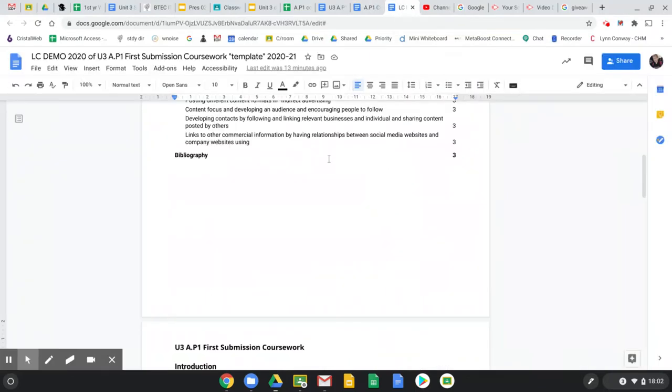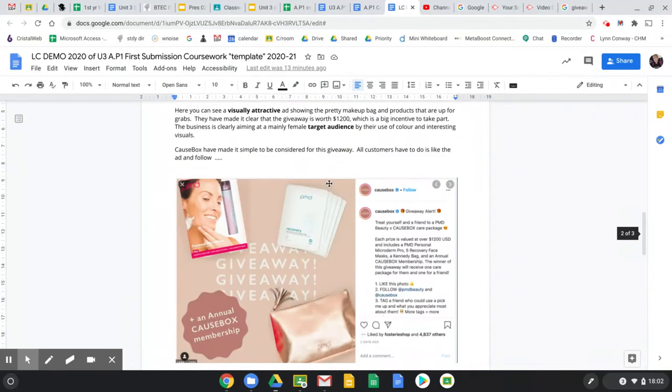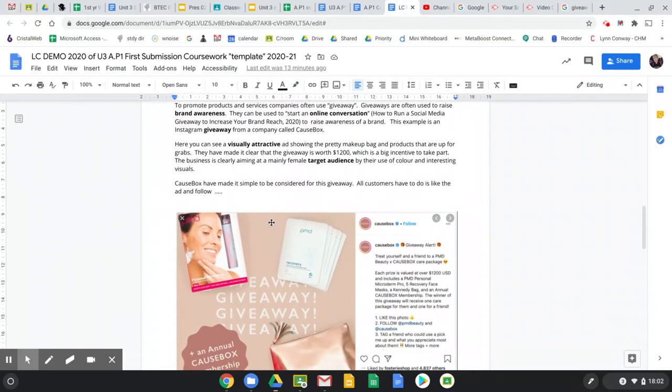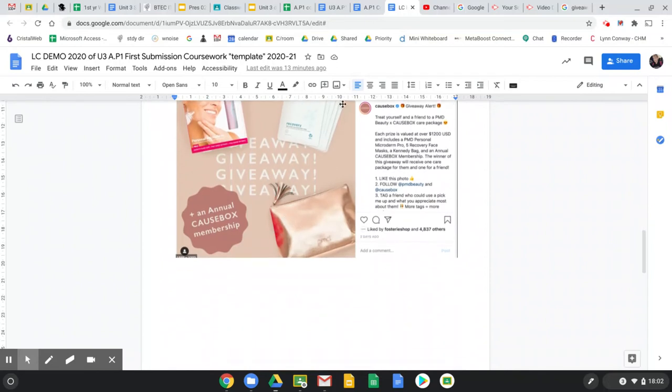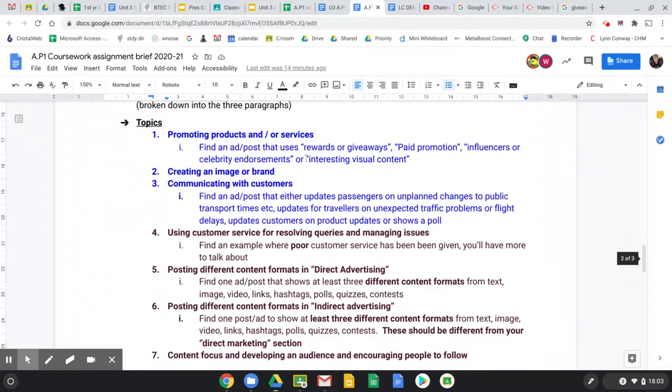So here's one I started a little bit earlier. I've got my screenshot and I've got the start of my 3 paragraphs. So that's the first topic. I'd like you to have a go at writing that. And then for this first deadline, which you'll see in Google Classroom what date it is, you also want to do the next topic, which is creating a brand and image, and the third topic, which is communicating with customers.